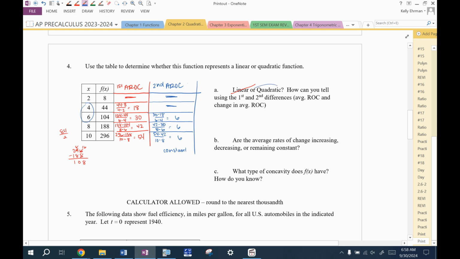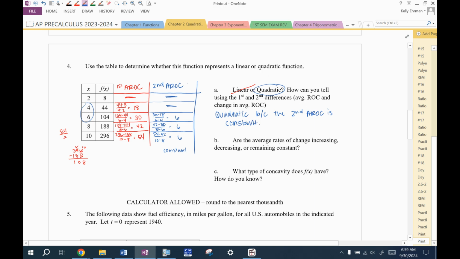Okay, so linear or quadratic, how can you tell using the first and second differences? Instead of differences, it's better to say first average rate of change and change in average rate of change, or second average rate of change. So I'm just going to say this is quadratic because the second average rate of change is constant. Constant. There we go.